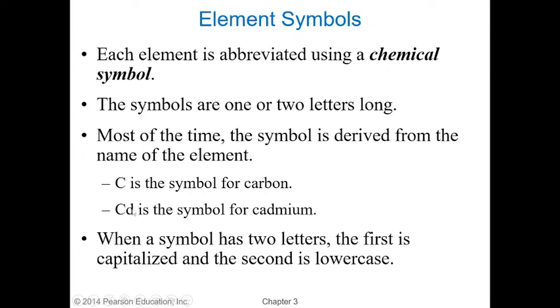But, for example, there's another element starting with letter C, cadmium. Its symbol is Cd. So, why not Ca? Because Ca is calcium. When a symbol has two letters, the first is capitalized and the second is lowercase. For the example here, cadmium, the first letter is capitalized and the letter d is lowercase.